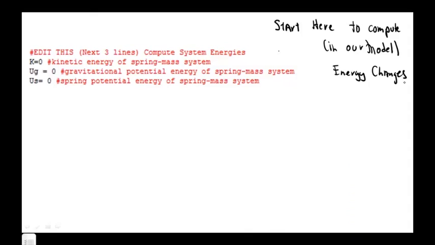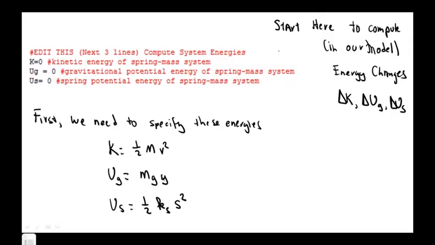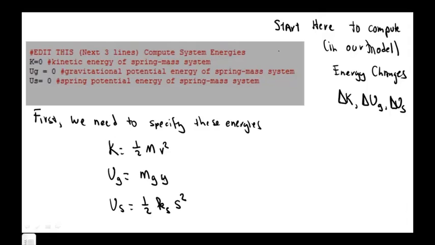Let's check to see if our computer model of the spring mass system is consistent with the energy principle by computing the energy changes delta K, delta U sub G, and delta U sub S at each iteration. This means we need to compute both the initial and final energies at each iteration. To get started, we need to compute the kinetic energy and both potential energies before the program enters the loop. Here are the lines of code that need to be edited to put these energies in correctly. We'll pause here to give you a chance to write out these energies in computer code.